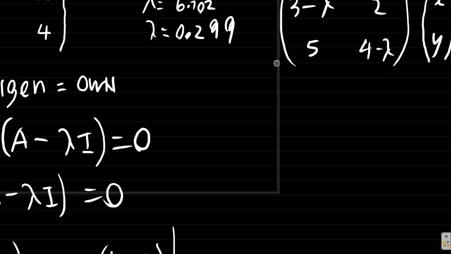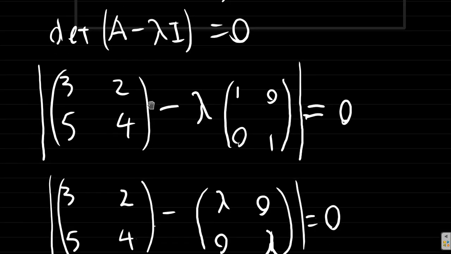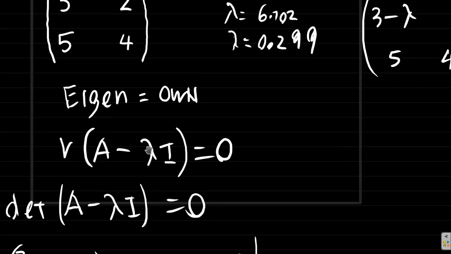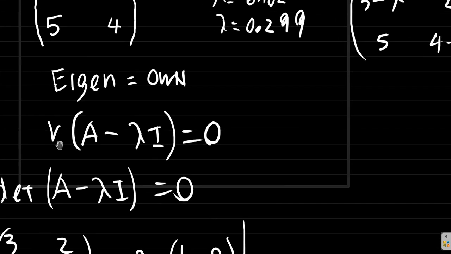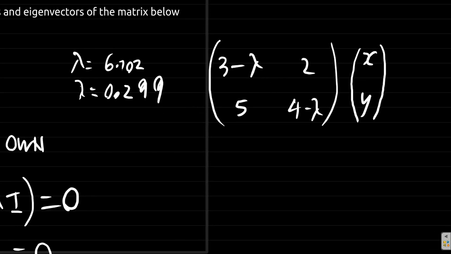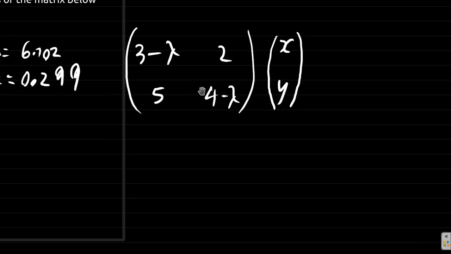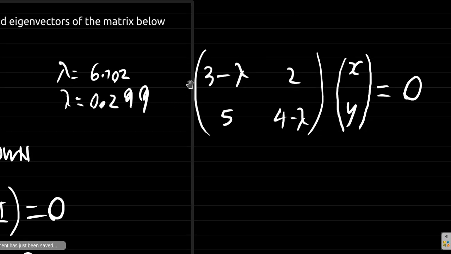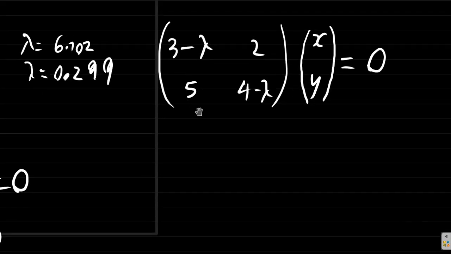So we see that this v times A minus lambda I equals 0. Remember, we wouldn't be able to multiply them if we put v to the left of A minus lambda I. So we have to put v to the right. Alright, so that is equal to 0. So let's multiply them out, but we want to work out the values with the known lambdas first.